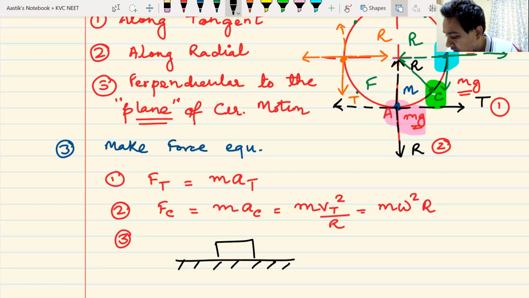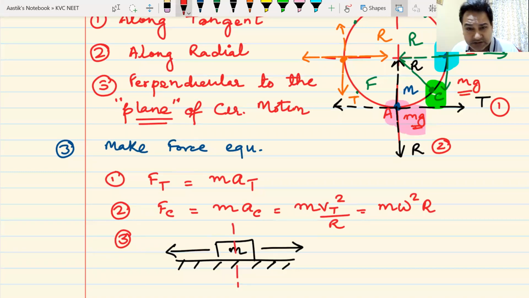Take the simple case of a body kept on a surface. The body only moves like this. There is no motion happening in the perpendicular direction. The body does not move like this, hitting the floor and going up, hitting the floor and going up. No motion in the perpendicular direction.